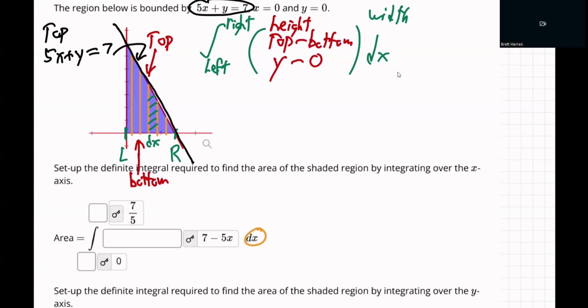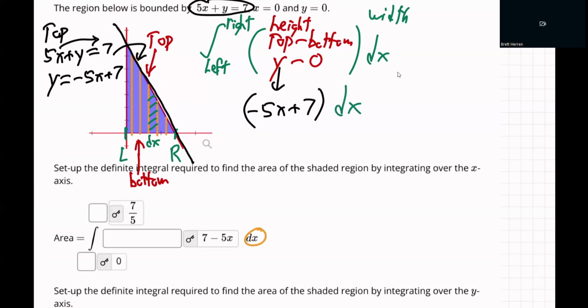That's the equation of this line right here. That line's equation. So we've got to solve for y. So bump the 5x to the other side. So y equals minus 5x plus 7. That's what I'm going to put right here. This y is going to be minus 5x plus 7. And then we have the dx, minus 0, so we don't need the minus 0. Integrating from left to right. What's the left? The left is clearly 0. Right there, it's starting at 0.